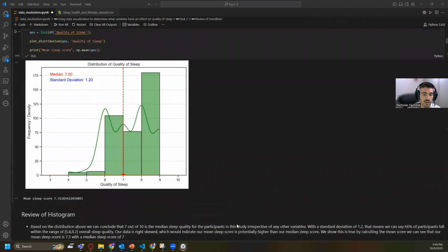So then looking at the distribution, we find that we have a median score of 7 with a standard deviation of 1.2 and a mean score of 7.3. So that means that 66% of the participants are going to fall between a score of 6 and 8, which gives us a right skewed data set.